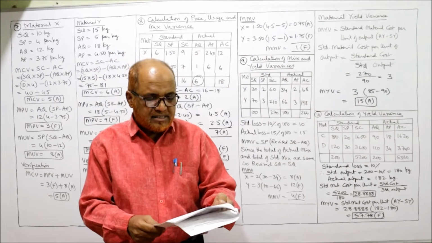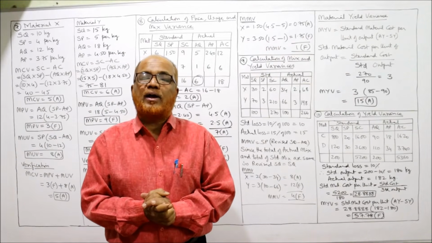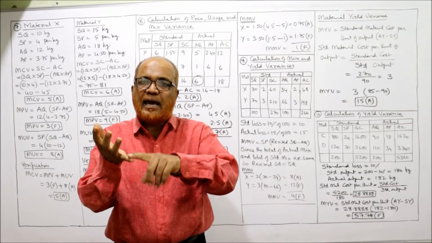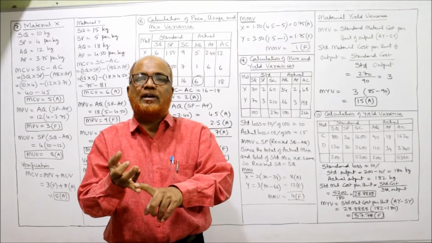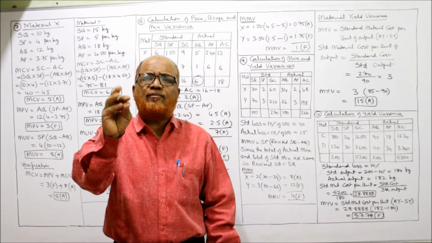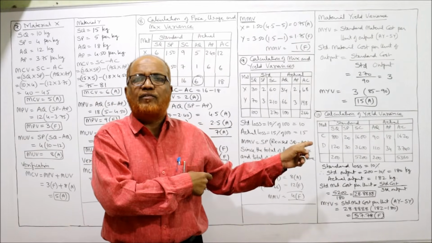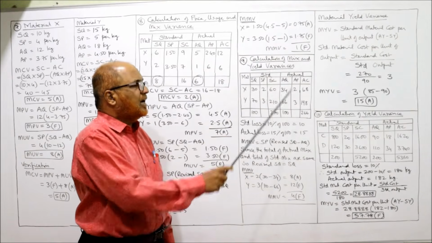Calculate mix variance and yield variance. The first time we are going to apply yield variance also. In previous problems we have calculated MCV, MPV, MUV, MMV. Now we are going to calculate MYV. Totally 5 variances are there in material. 4 we have done, 5th now we are going to do. See the problem. Calculation of mix and yield variances.